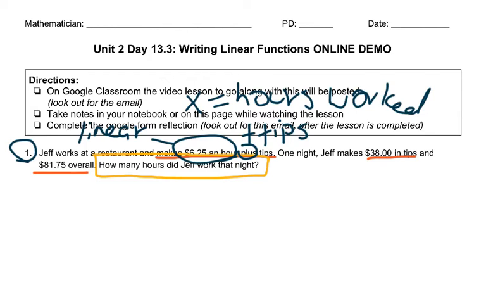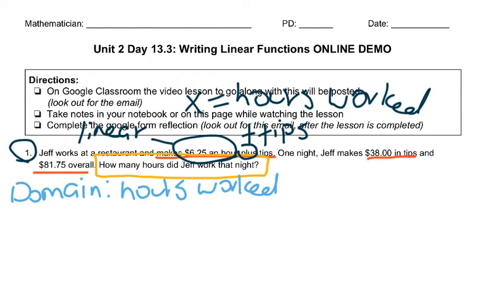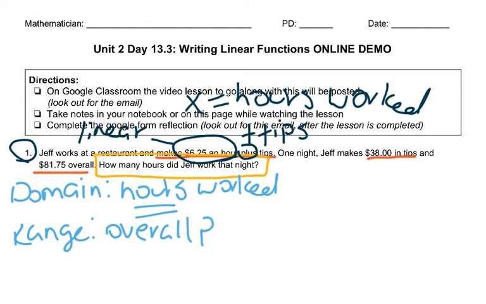So in this case, I could then say that the domain here is his hours worked, because that's our independent variable. Hours, time is always independent. And our range here would be his overall pay. What is he going to go home with? I know that my domain is always the x and range is always the y.